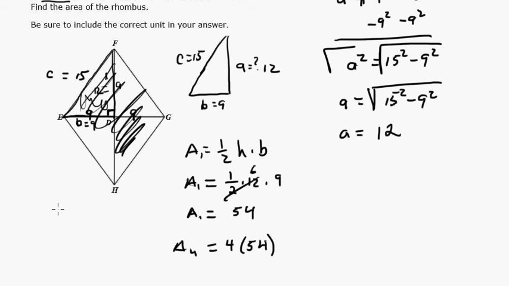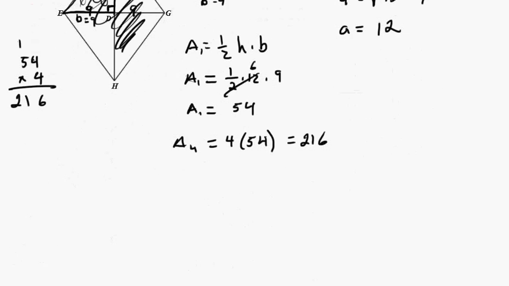Okay, and that's not too hard to do. I know that 4 times 50 is 200. I'll just do it right here. 200 plus 16, so 4 times 4 is 16. 4 times 5 is 20, plus 1 more. 216 meters squared.